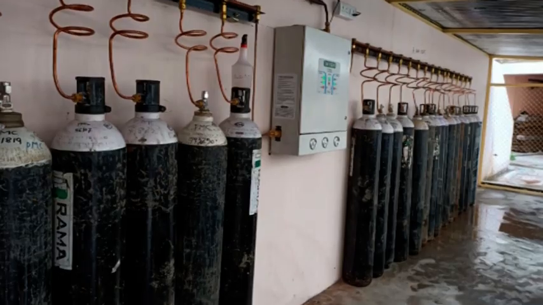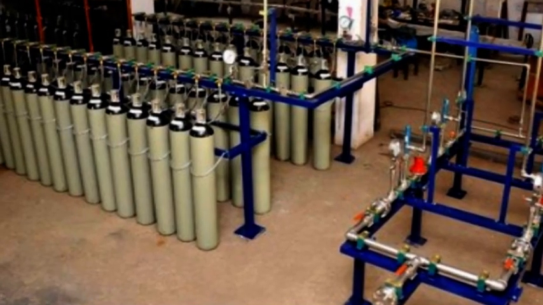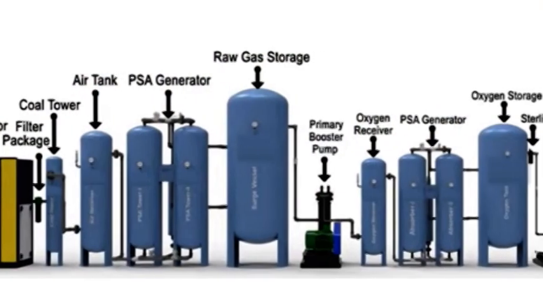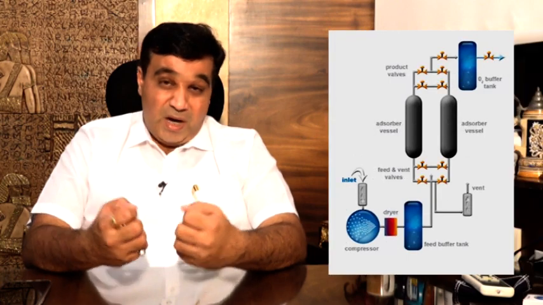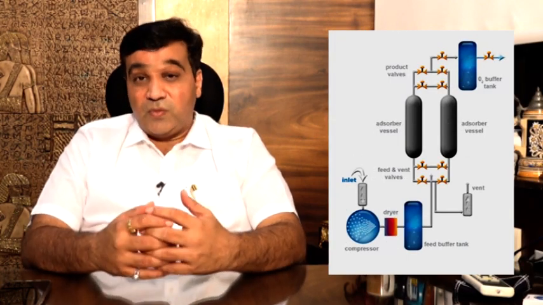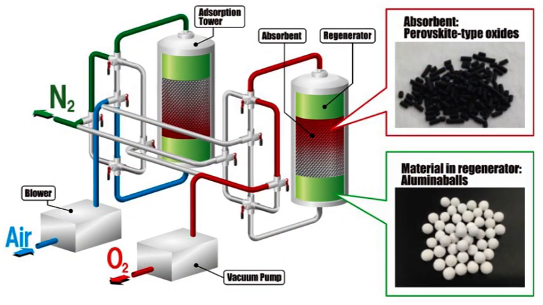The third are the normal jumbo cylinders in which oxygen is stored in gaseous form. The fourth one is evolving in its adaptation. The technology has been around for a very long time: pressure swing adsorption based oxygen generators, which suck the air from the atmosphere, filter it using some aluminum silicates called zeolites, and deliver 93 to 95% pure oxygen for medical or industrial purpose.